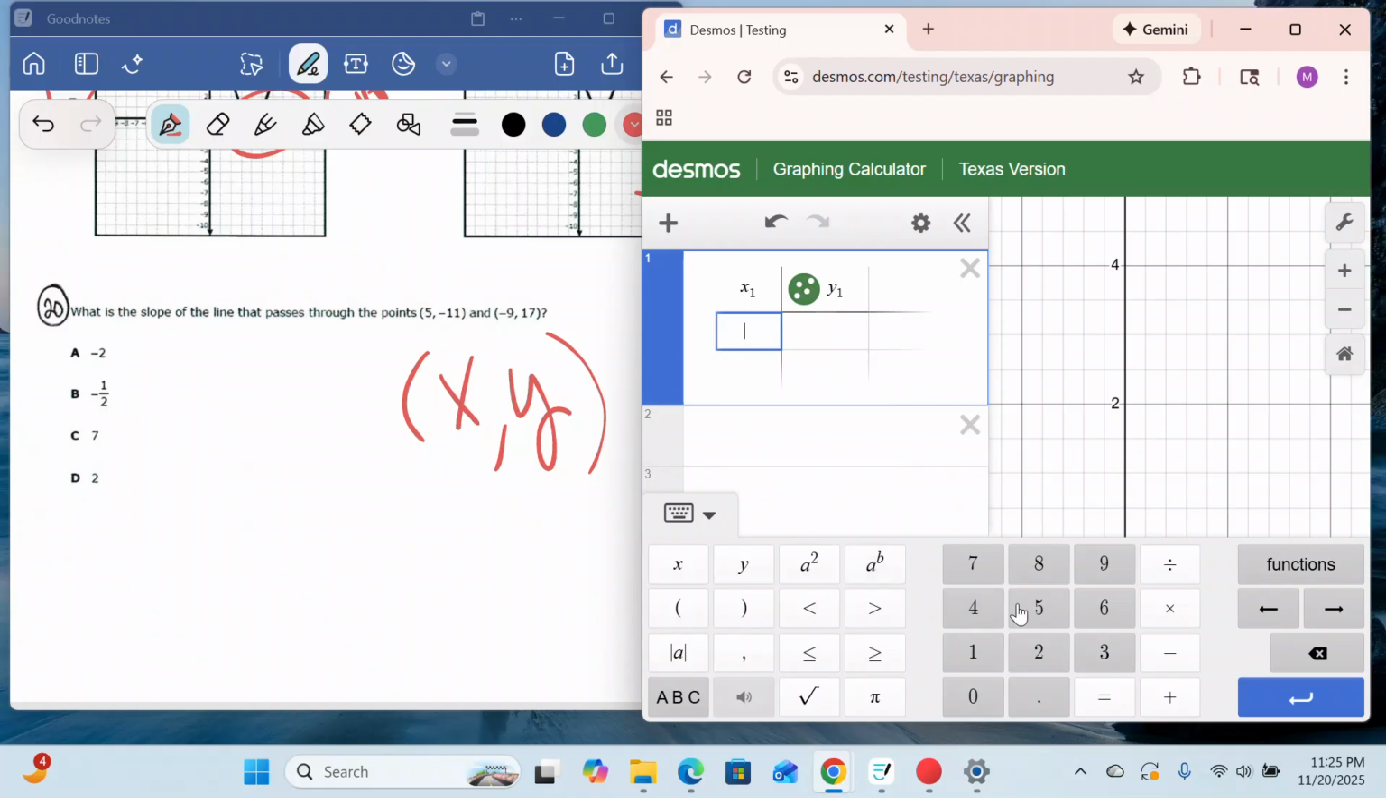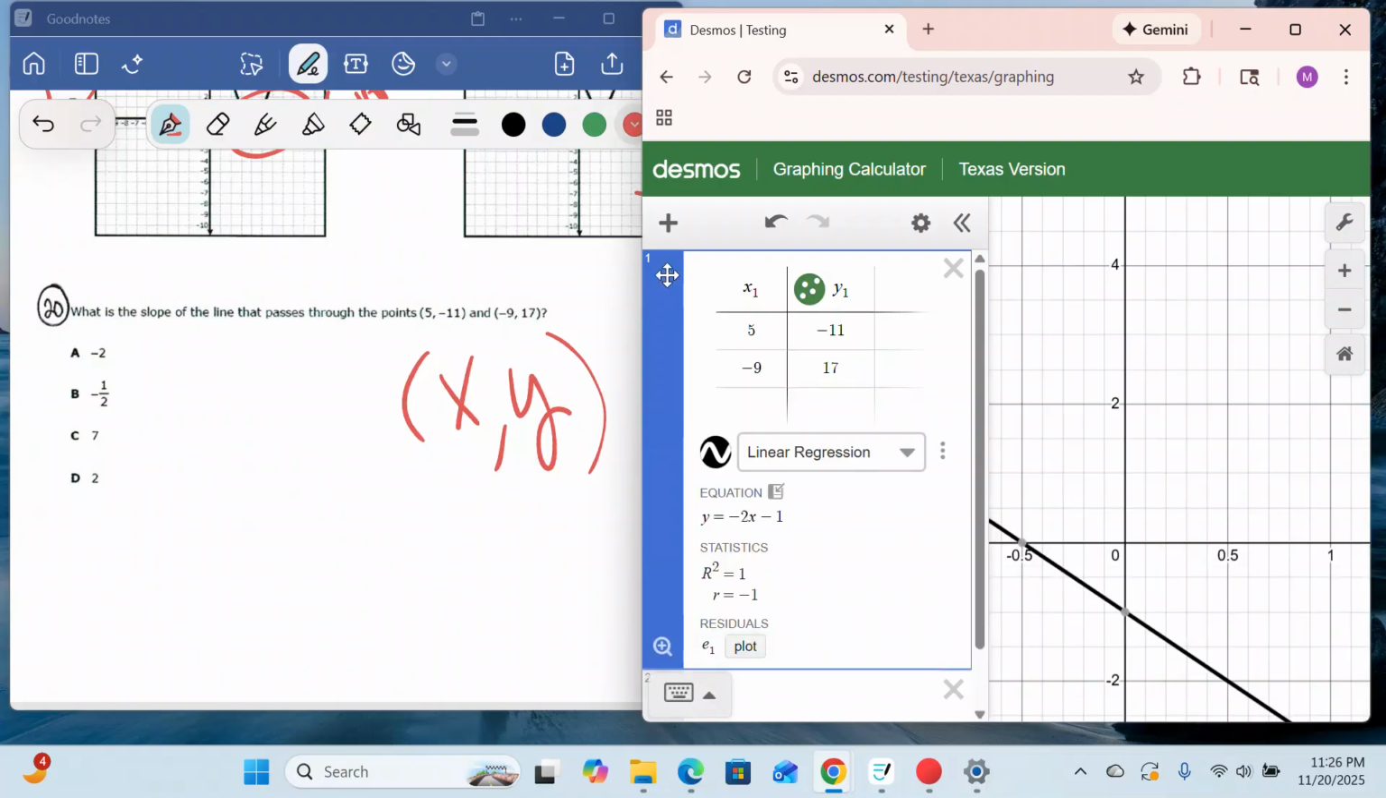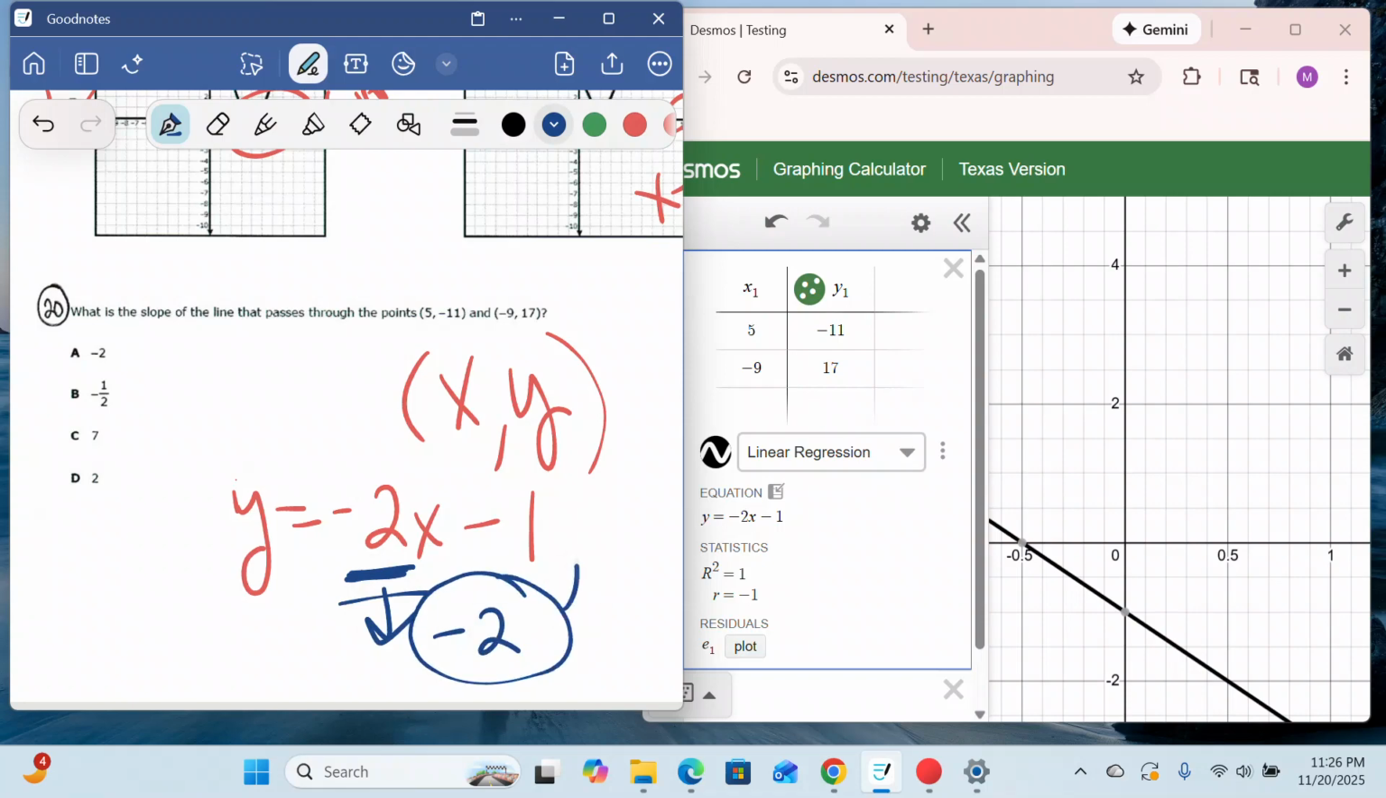So I'm going to put 5, negative 11. And I'm going to put negative 9, comma 17. I'm going to add regression. And there's my answer: y equals negative 2x minus 1. So in blue, I'm going to underline my slope. My slope is negative 2. My rate of change is negative 2. So my slope is letter A.